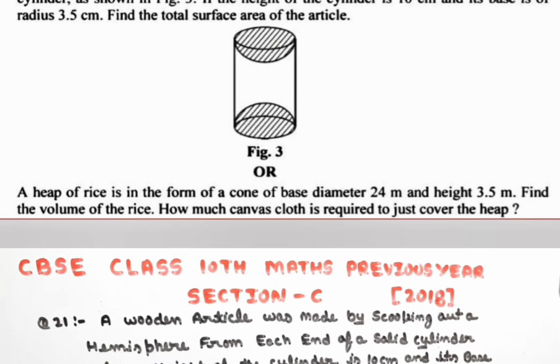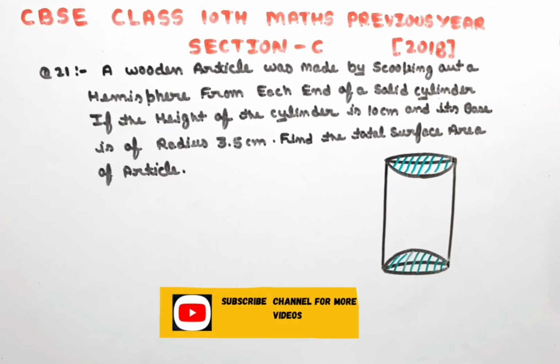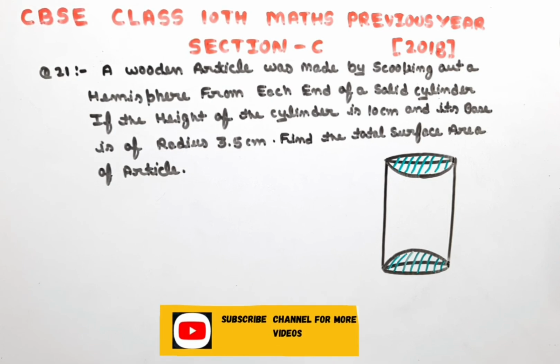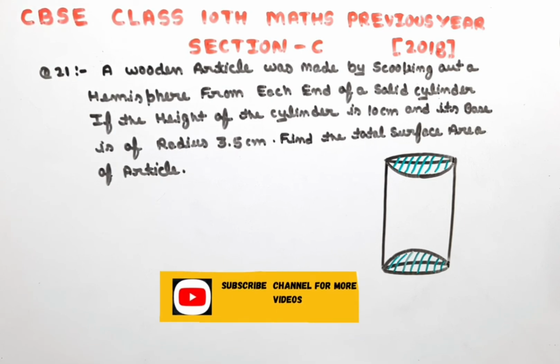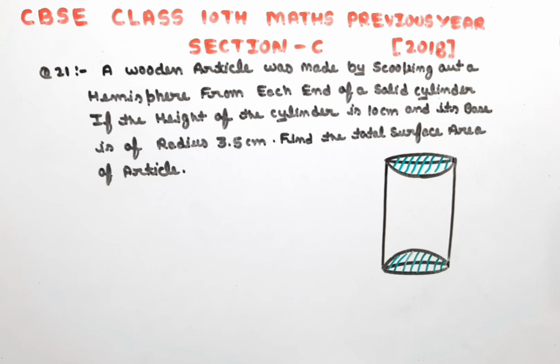Question number 21. A wooden article was made by scooping out a hemisphere from each end of a solid cylinder. If the height of the cylinder is 10 cm and its base is of radius 3.5 cm, find the total surface area of the article.